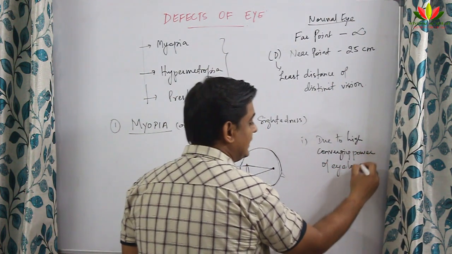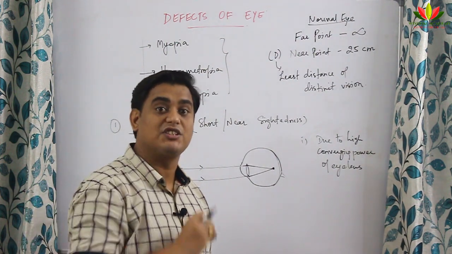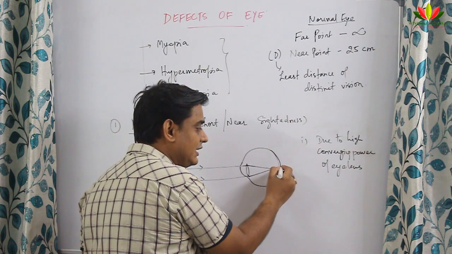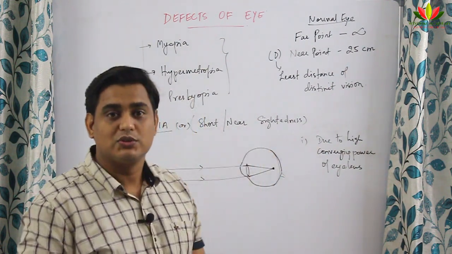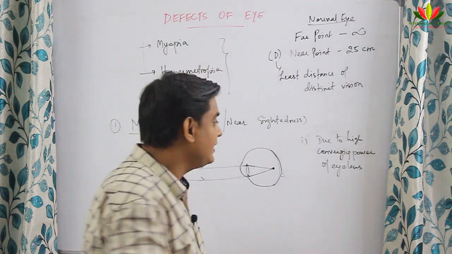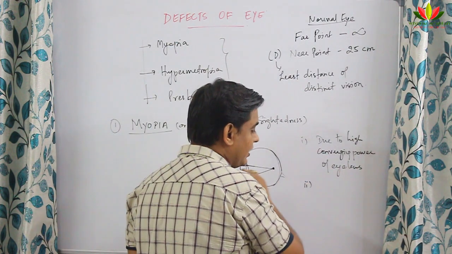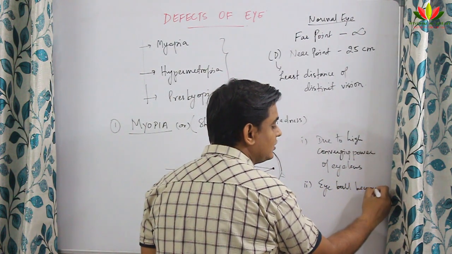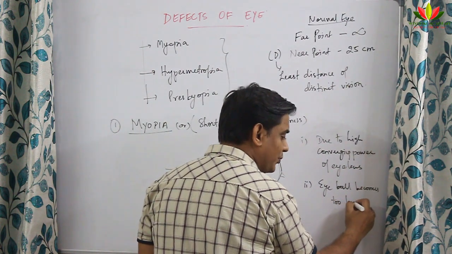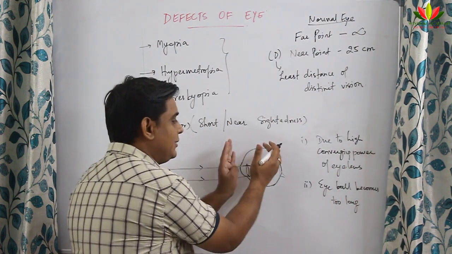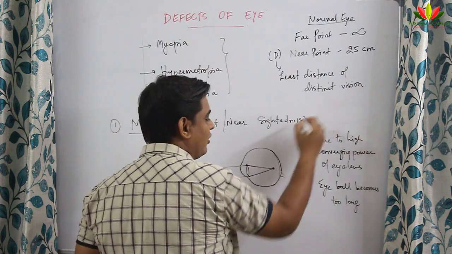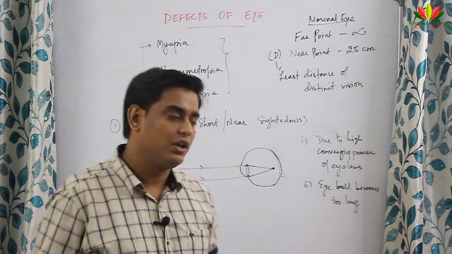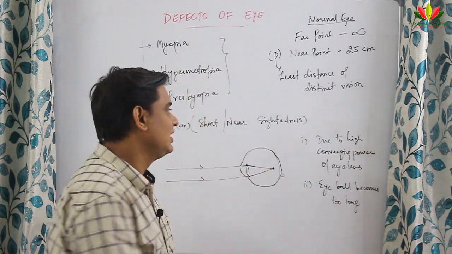So what happens? Your eye lens may have very high converging power. Being very high, though it has to converge somewhere here, it converges before itself. So if the converging power of the lens becomes suddenly very high, or if your eyeball becomes too long, this also is possible. If an eyeball should have been of this size, it became a little extra size, your image will start forming before the retina itself. So these two are the causes for myopia.